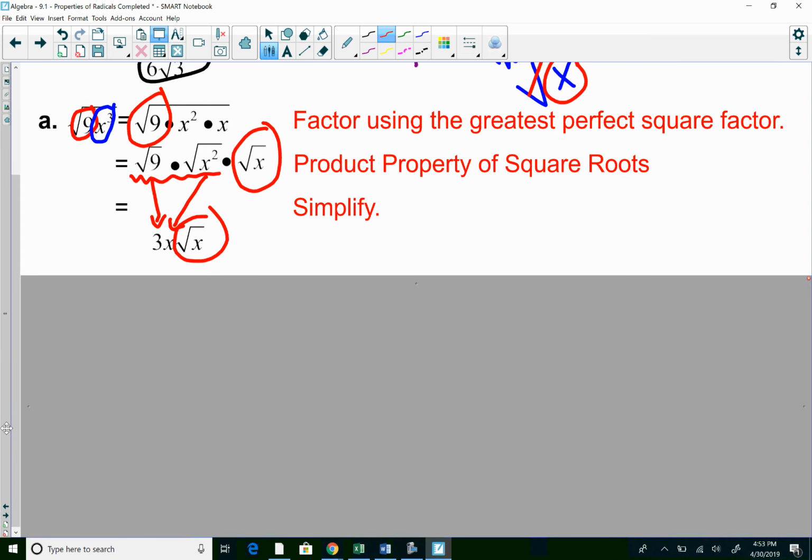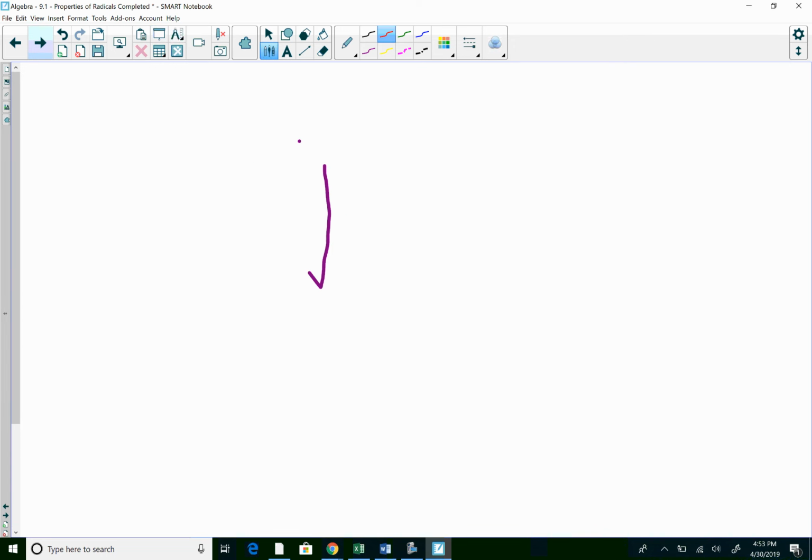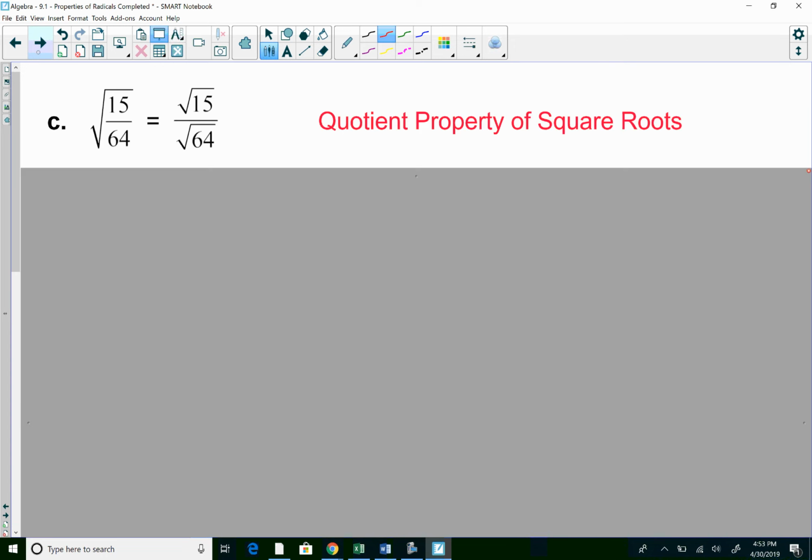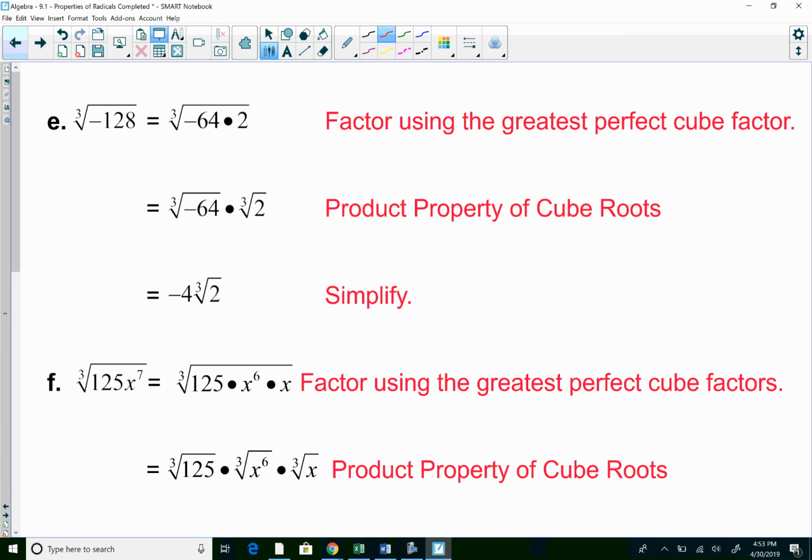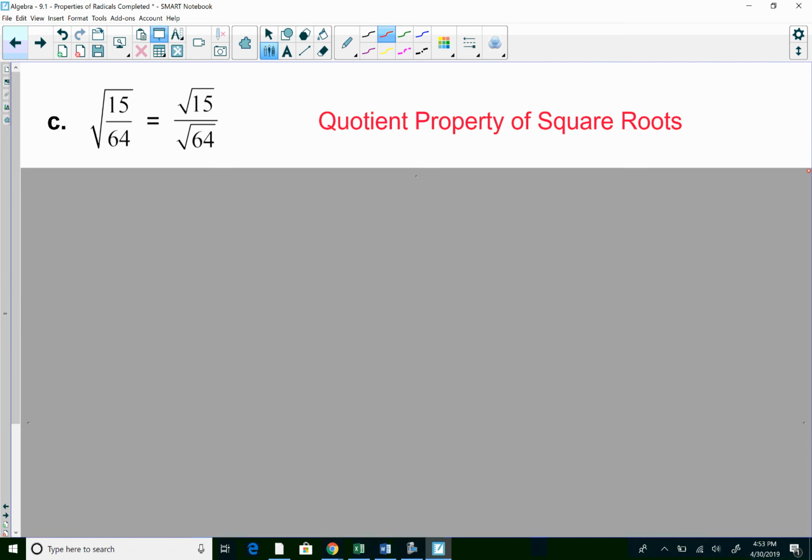That stuff must have just shifted down. Okay, so what we're going to go ahead and do is letters C and D. There it is. Okay. We're going to do letters C and D.